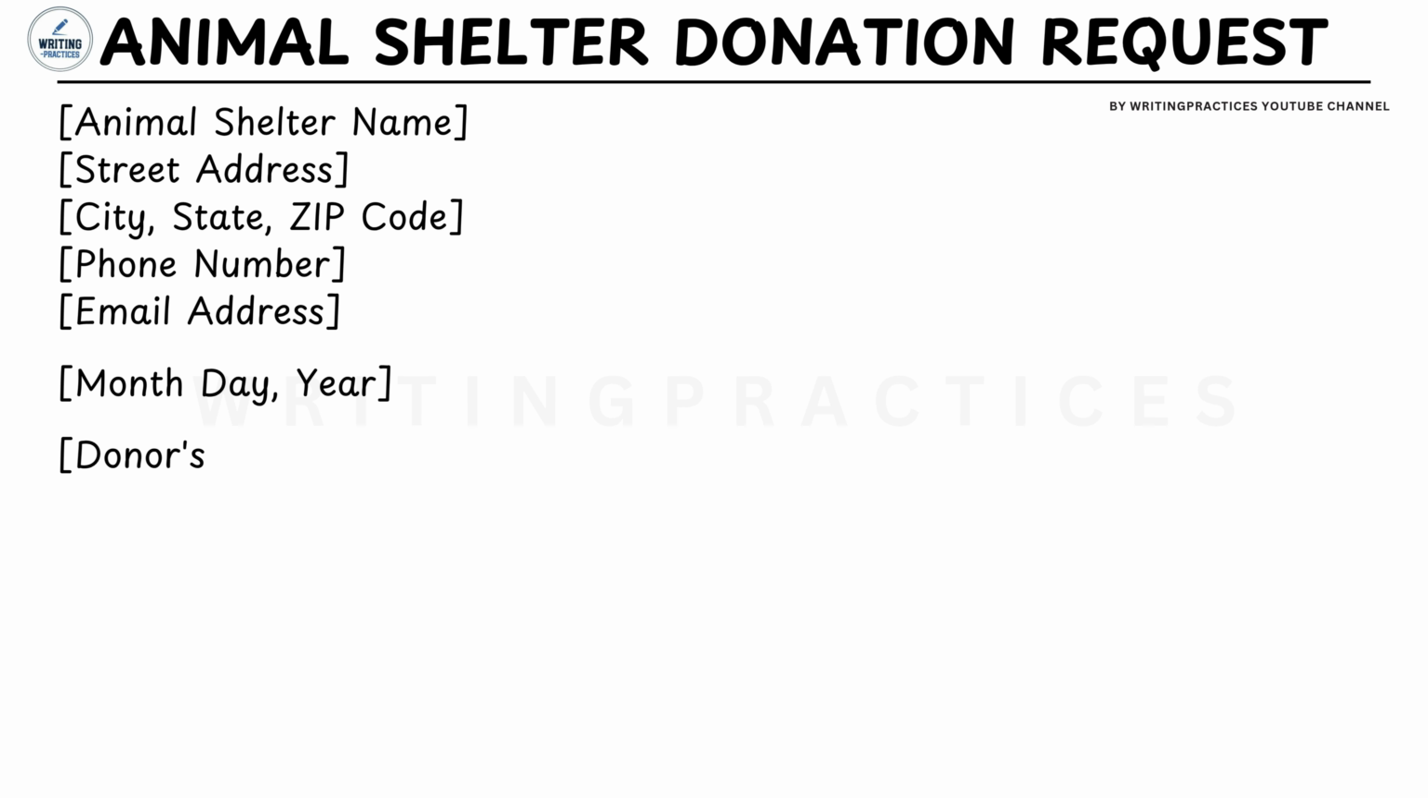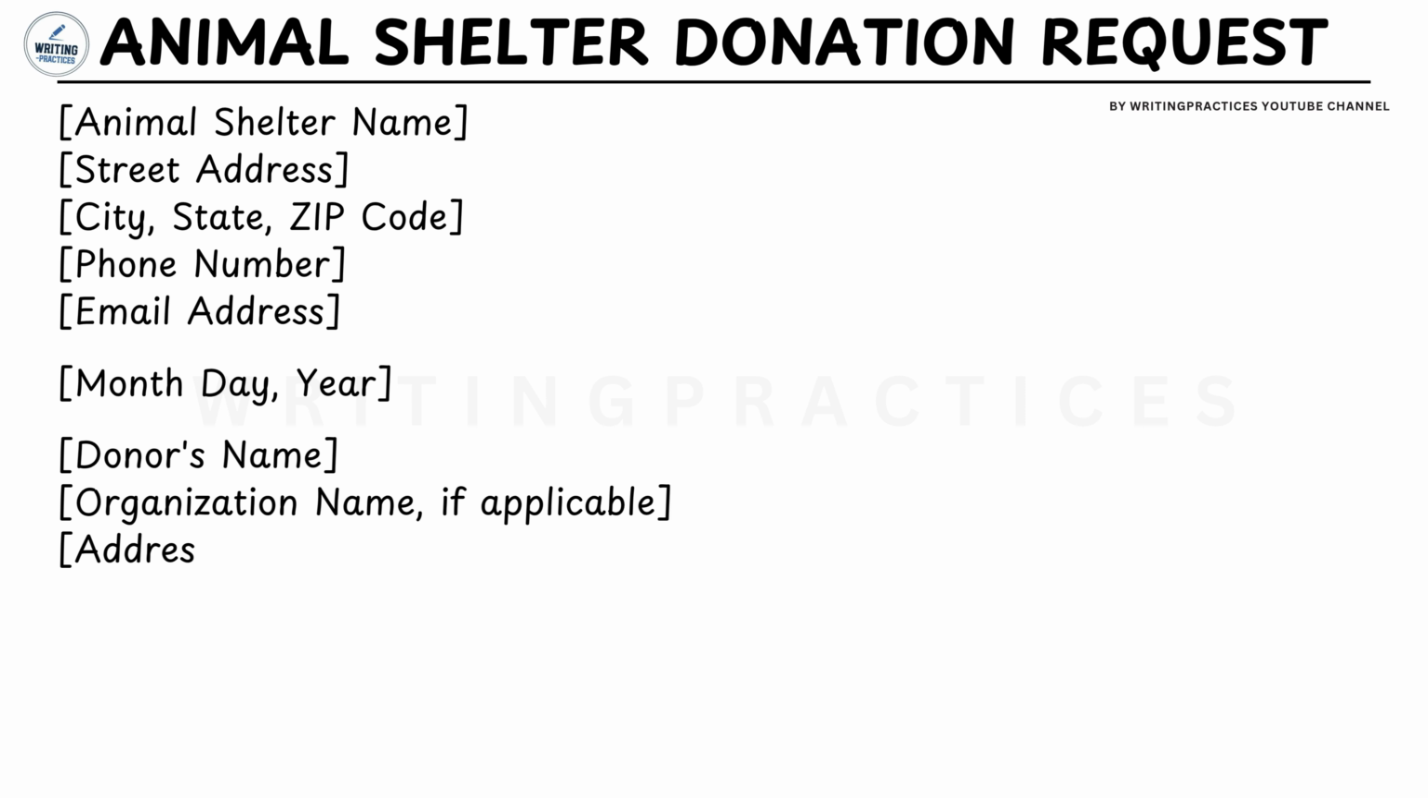Recipient information. Next, write the donor's information. For example, Jennifer Collins, Collins Community Foundation, 850 Oakwood Boulevard, Charlotte, North Carolina 28204. This identifies the individual or organization receiving the donation request. Personalizing the request often helps create a stronger connection with the recipient.